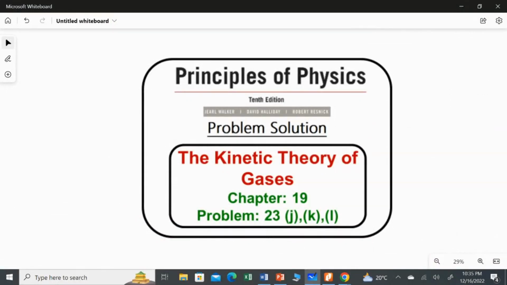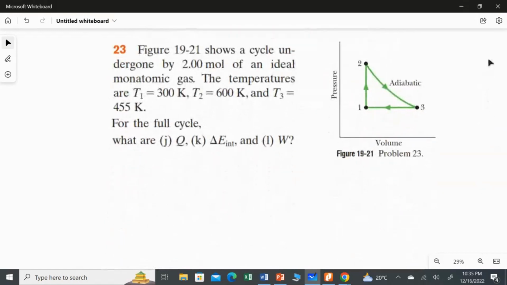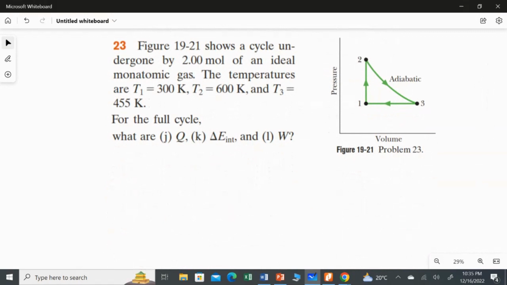In this video, I am going to solve problem 23 from chapter 19. Here I am going to solve subdivisions J, K and L. The figure shows the cycle undergone by 2 moles of an ideal monoatomic gas. The temperatures are T1 equal to 300 Kelvin, T2 equal to 600 Kelvin and T3 equal to 455 Kelvin.